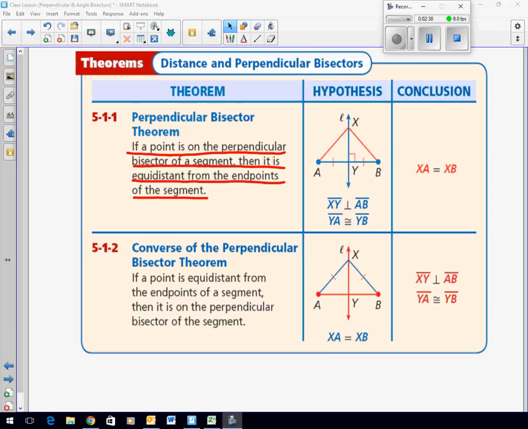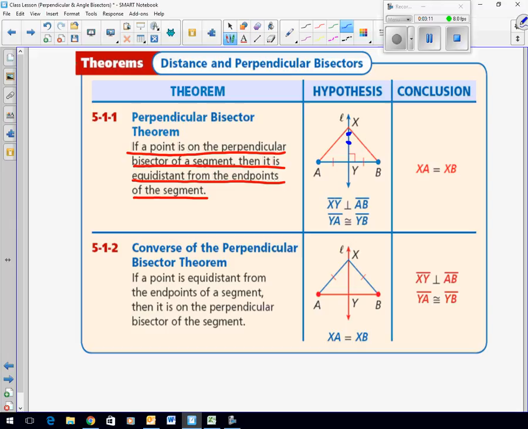Here's what this theorem says. Remember, a perpendicular bisector is where lines intersect to form a 90-degree angle, and they cut a segment into two congruent parts, so in half. And any point on this perpendicular bisector is equidistant from points A and B.